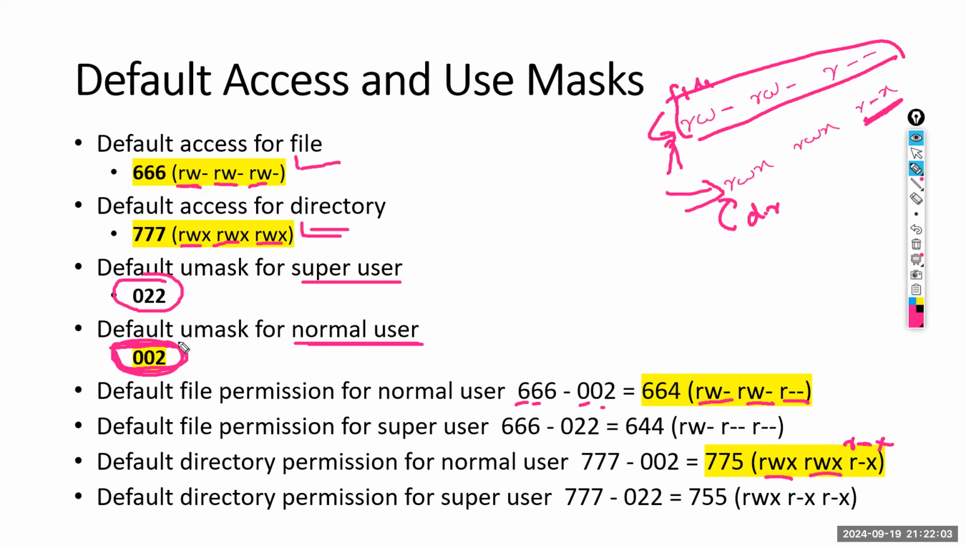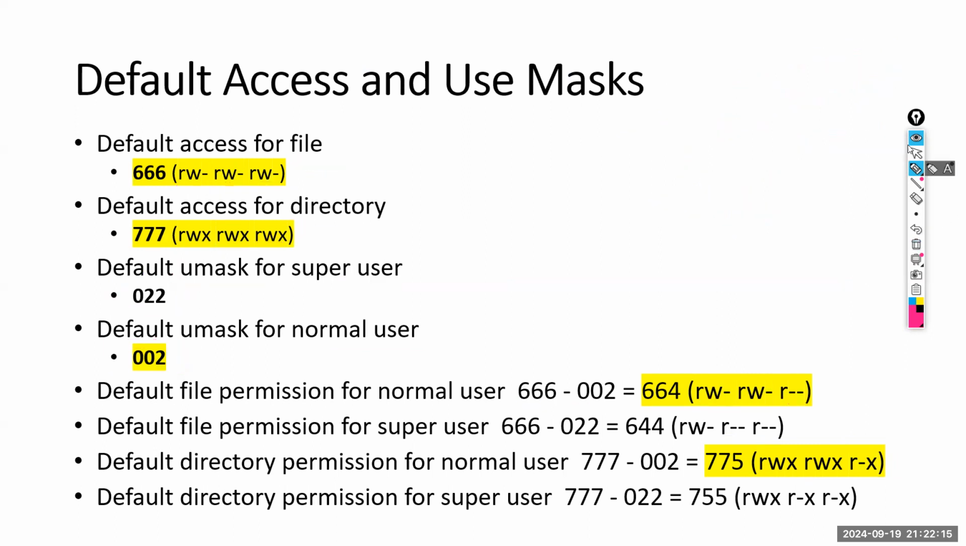Okay, because umask for a normal user is 002. So therefore, this minus 002 is this. 777 minus 002 is this. Okay, any questions? Because if you don't understand it, you get really confused.